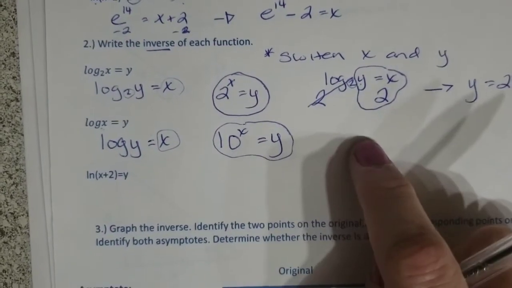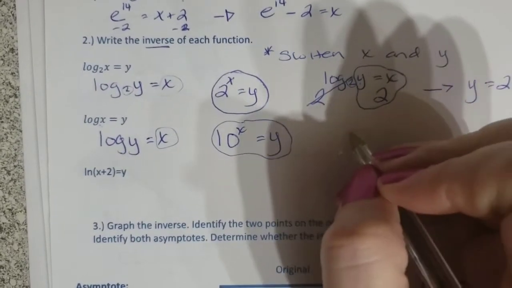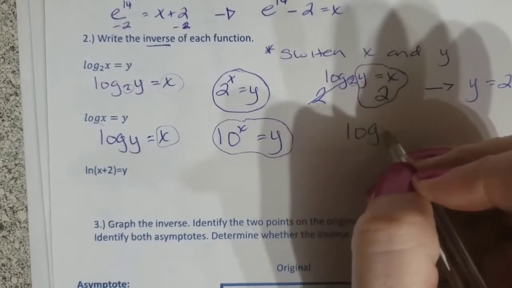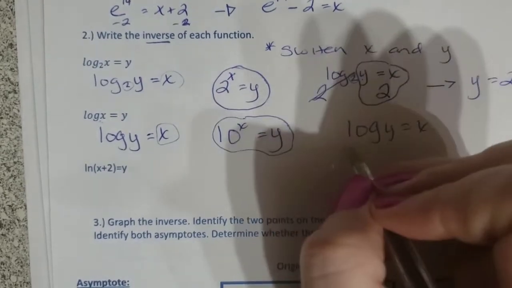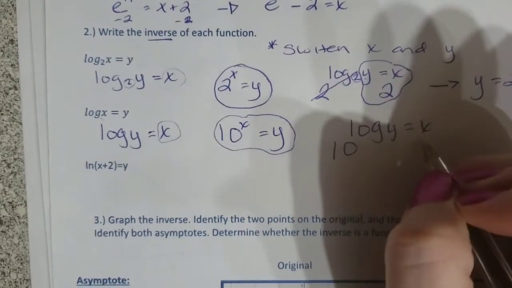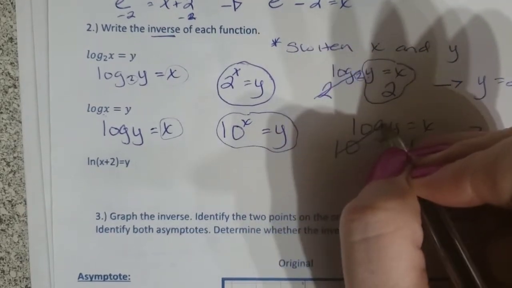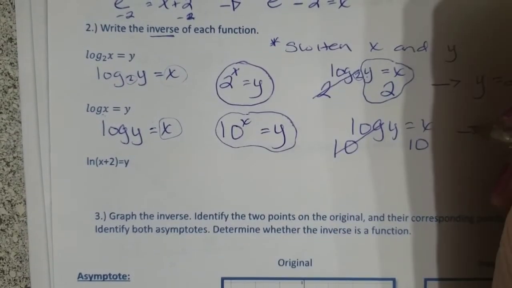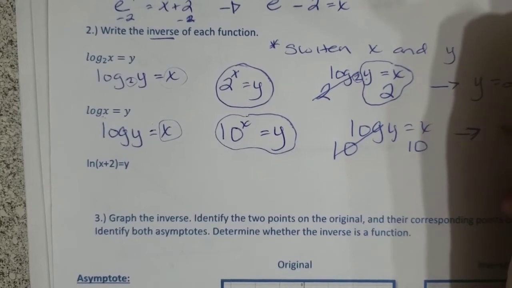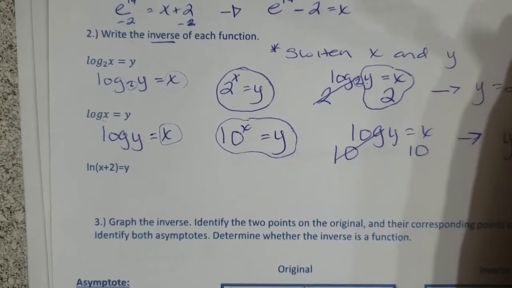If you want to see it this way, we would make 10 our base, our log base 10 and our actual base 10 would cancel out, and we would be left with y equals 10 to the x power.